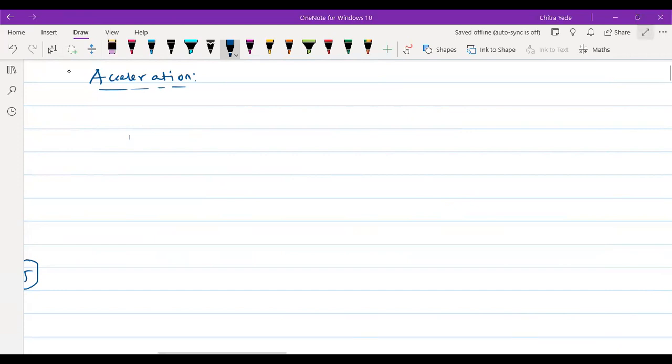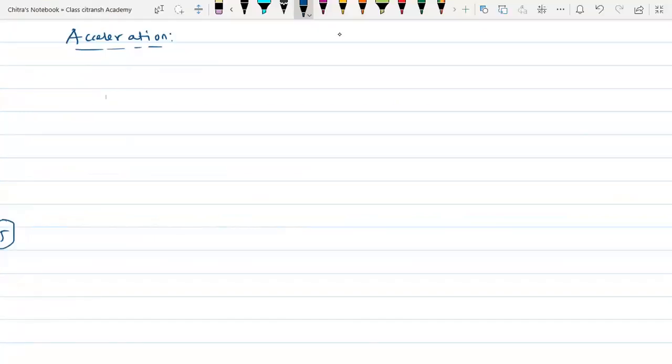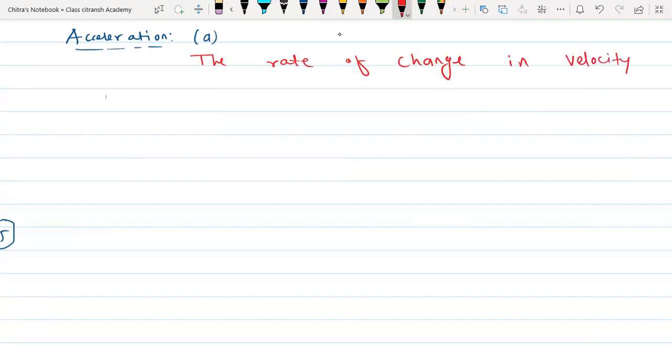Okay, so I'm going to write the definition for acceleration. It is represented by A. So the rate of change in velocity. Okay, the rate of change in velocity is called acceleration.